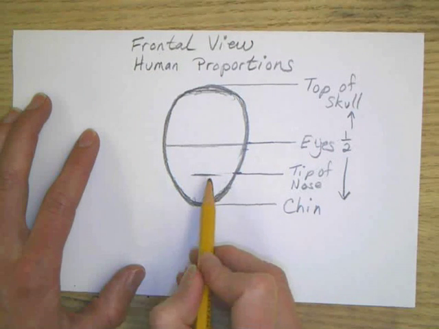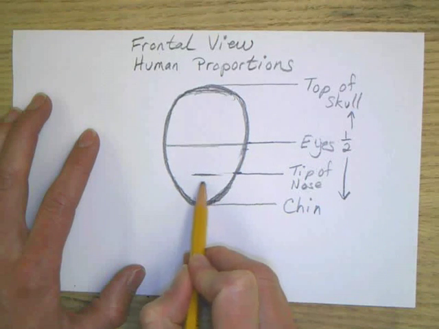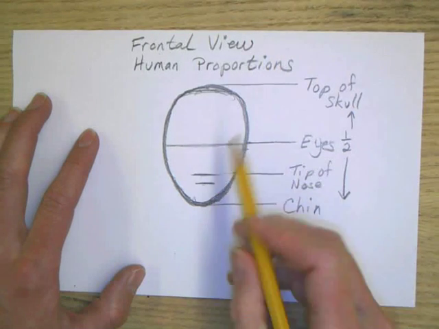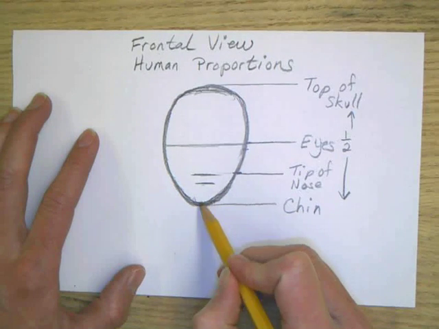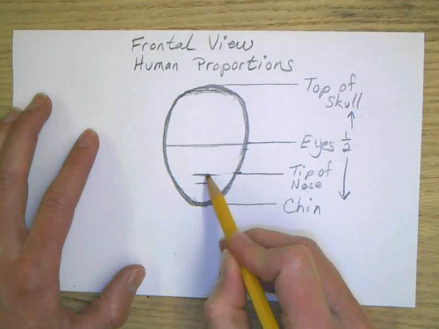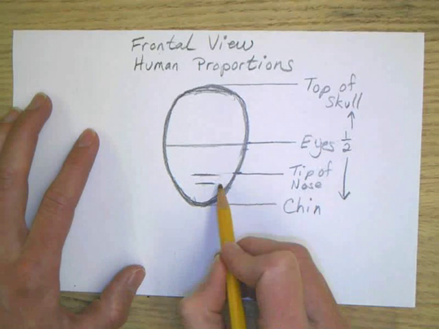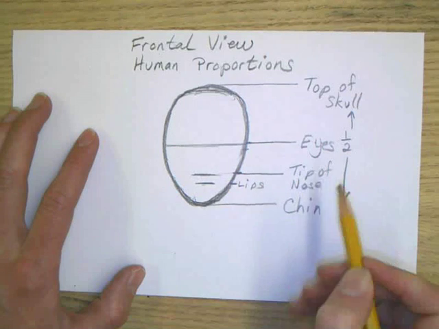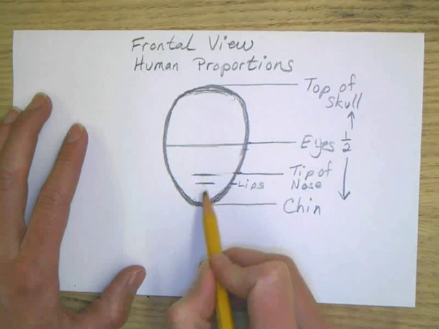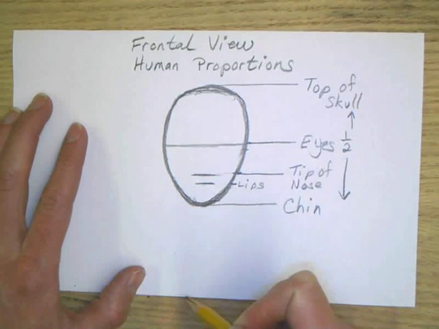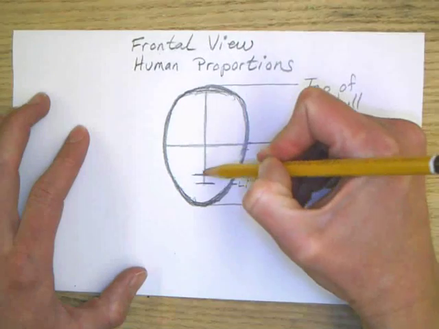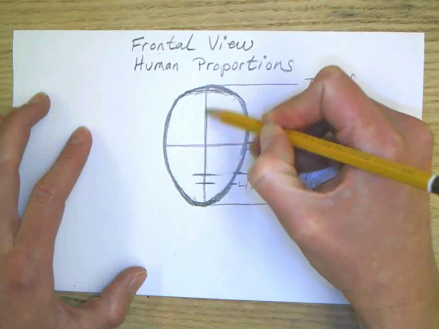And the lips are closer to the nose than the chin. So that's smaller than that. I could probably fit 2 of these spaces down here. That's lips. Closer to the nose than the chin. Draw your center axis, go straight up and down in the middle.